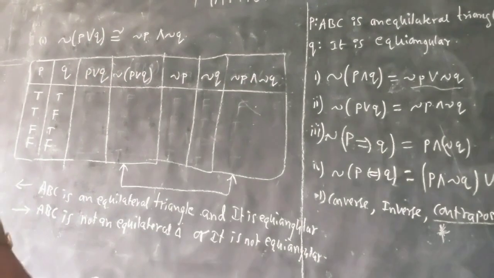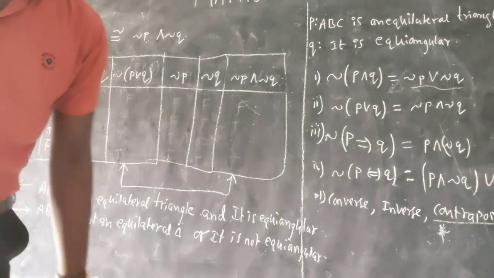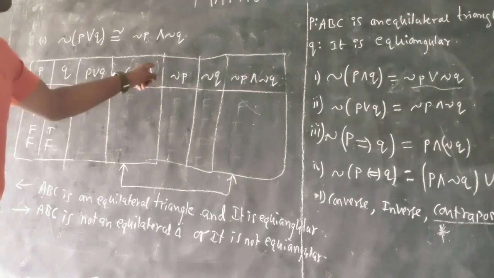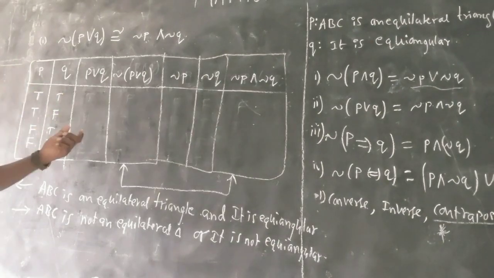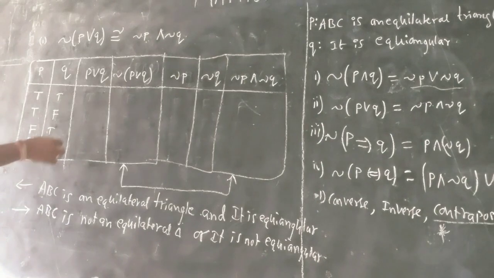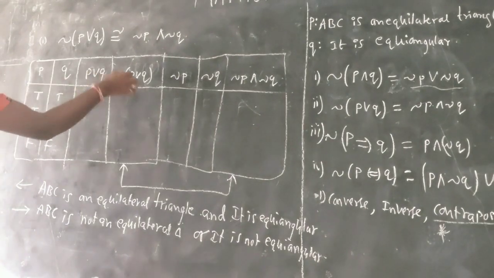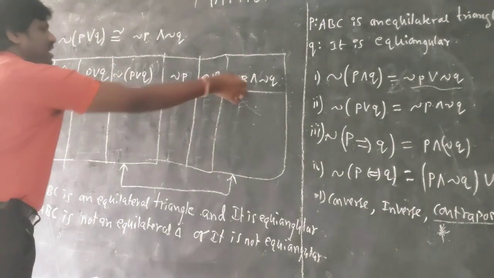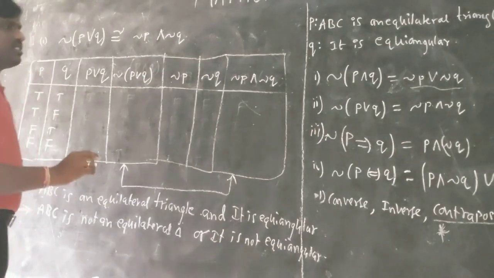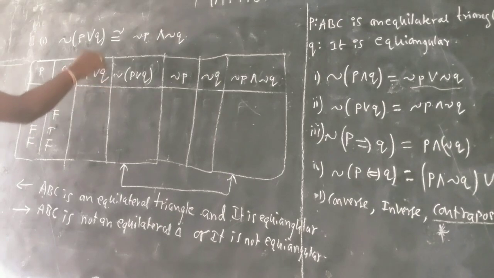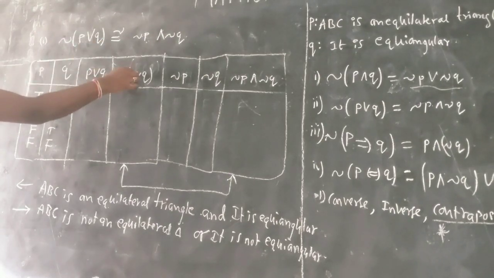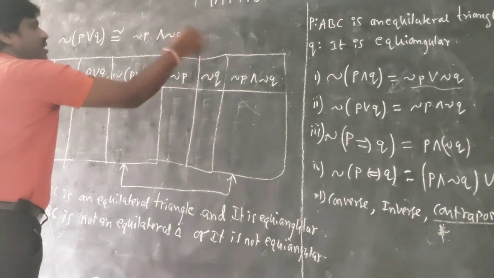See here, why I am taking a lot of time to explain is you should not miss marks in this, and it is an easy topic. Even for the board, J1, J2, all. You have to learn this. You should not miss a single mark from this. P or Q, negation of P or Q, negation P, negation Q, negation P and negation Q. I hope you understand what I wrote on the left side and right side.